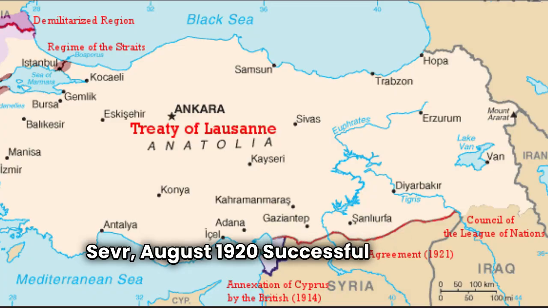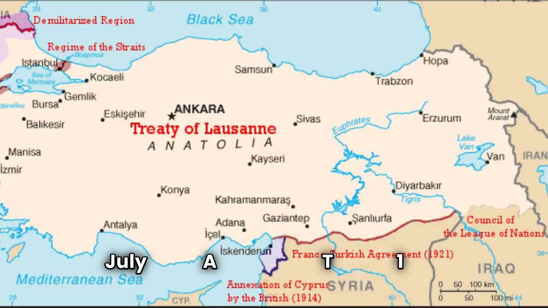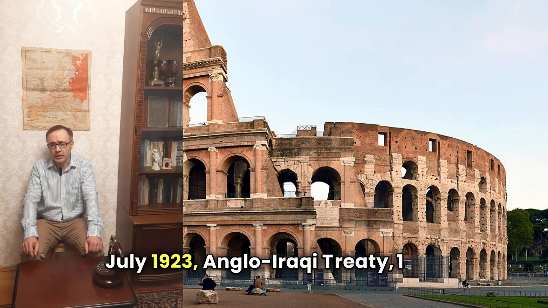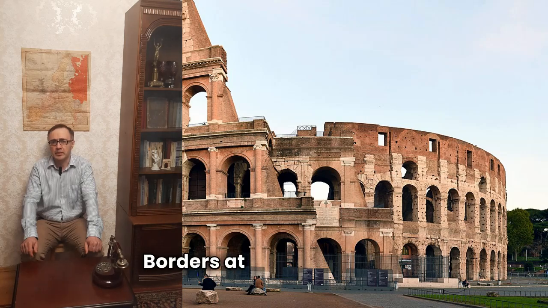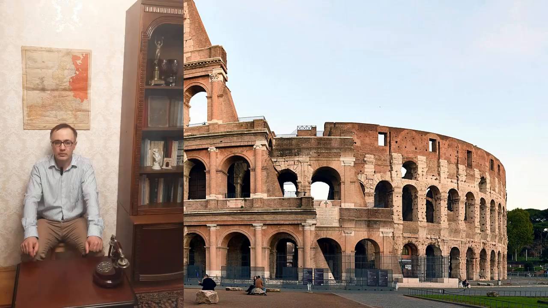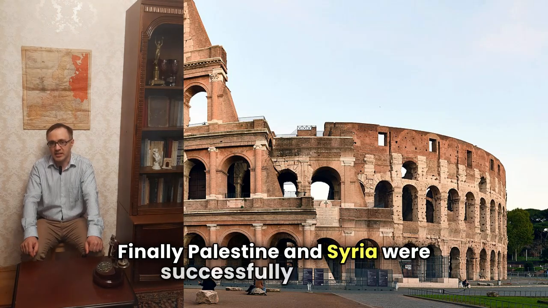After that, several other agreements were signed. The unsuccessful Treaty of Sèvres, August 1920. The successful Treaty of Lausanne, July 1923. The Anglo-Iraqi Treaty, 1922. Those agreements clarified borders in the Middle East. Finally, Palestine and Syria were successfully created.